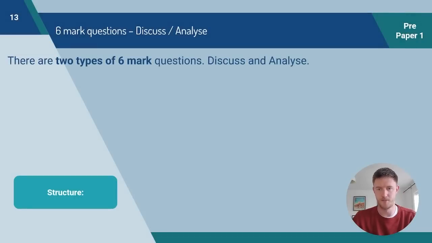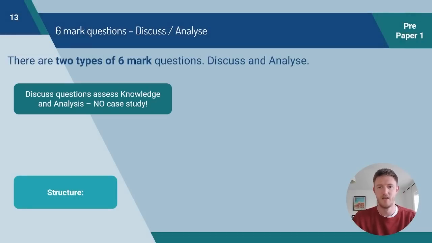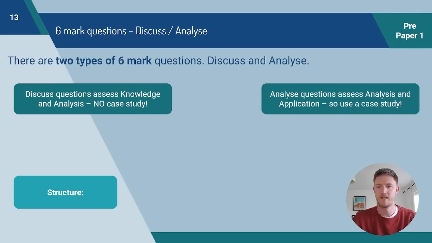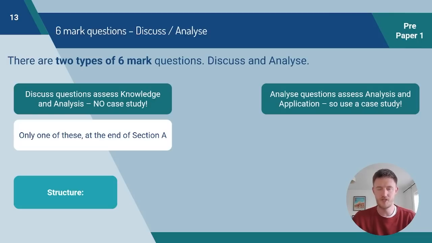6 mark questions. We've got 2 types of these as well. Discuss questions and analyze questions. The discuss questions are knowledge and analysis, no case study. The analyze questions are analysis and application. So there's only 1 discuss question at the end of section A. You'll know it doesn't have a case study because section A doesn't have a case study.